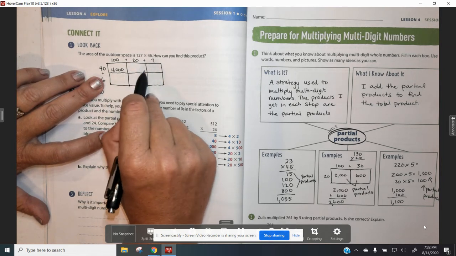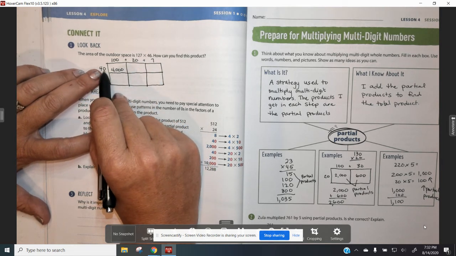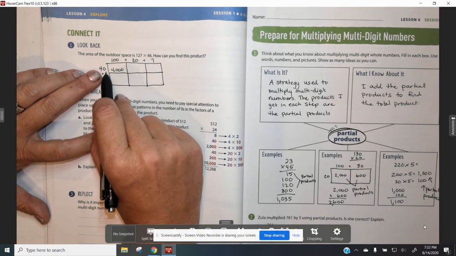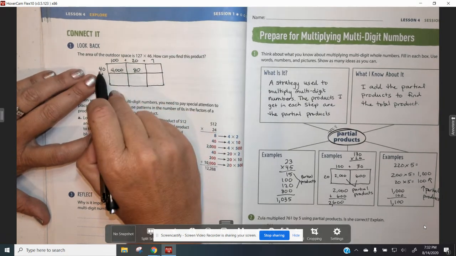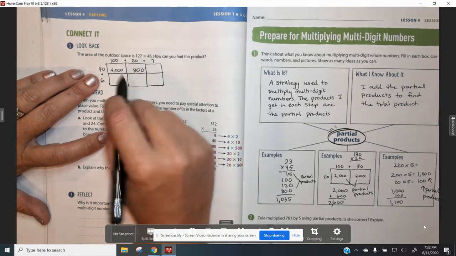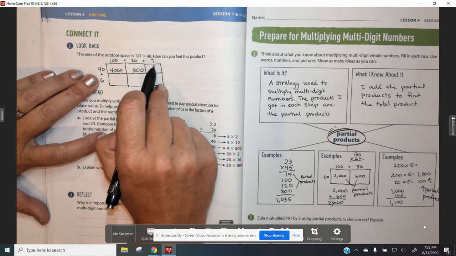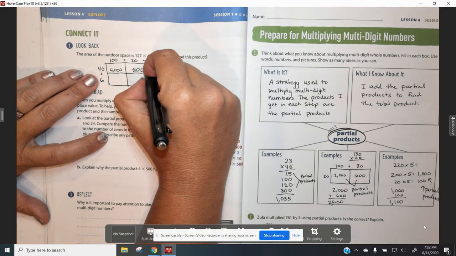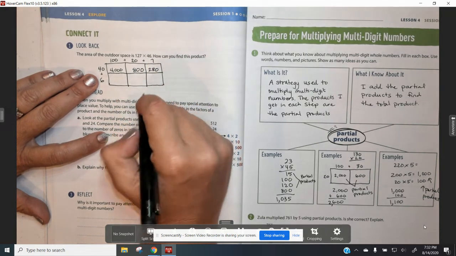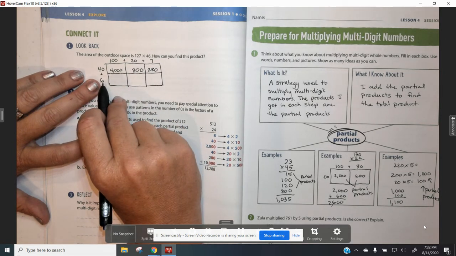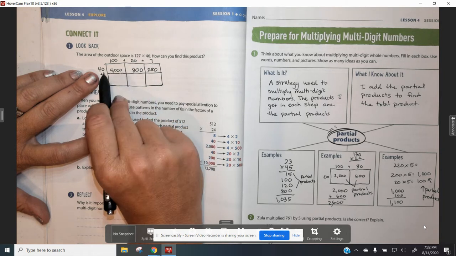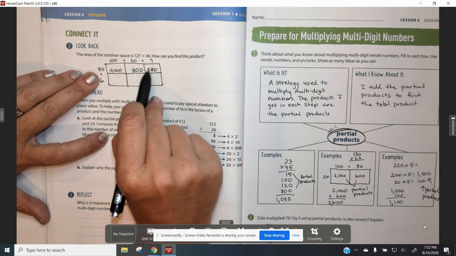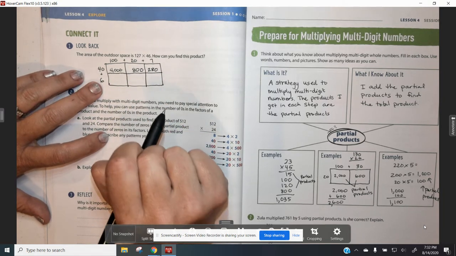Now we're going to fill out this box. What is 40 times 20? 40 times 20 is 800. And then what is 40 times 7? That is 280. So we did 40 times 100, 40 times 20, 40 times 7, and we got these three partial products.